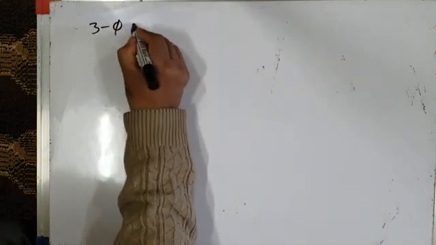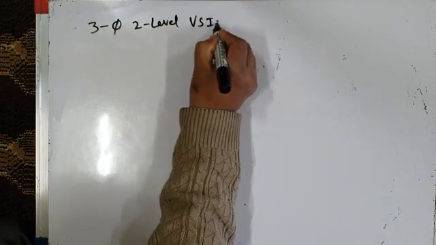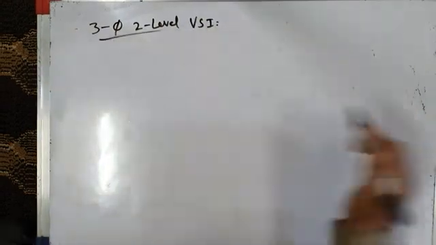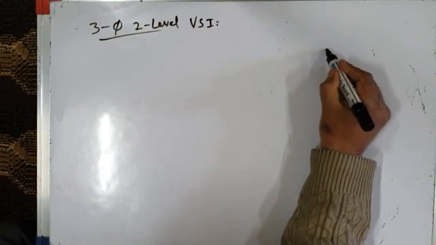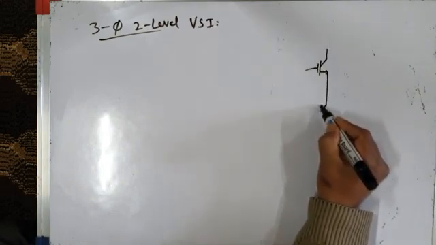Now let us go to our inverter, the three-phase PWM voltage source inverter. I will write here: three-phase two-level voltage source inverter. Let me draw the power circuit diagram of a three-phase two-level voltage source inverter.